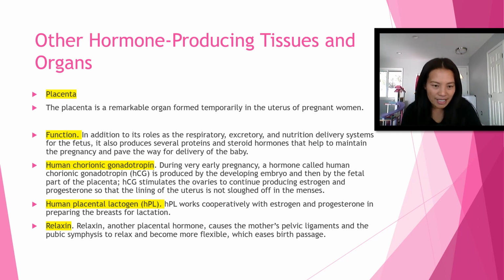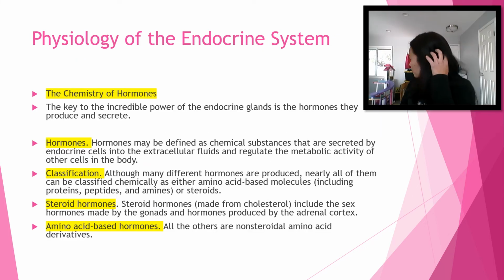Okay, next, human placental lactogen, or HPL. HPL works cooperatively with estrogen and progesterone in preparing the breast for lactation. And the last one is relaxin. Relaxin, another placental hormone, causes the mother's pelvic ligaments and the pubic symphysis to relax and become more flexible, which eases birth passage.